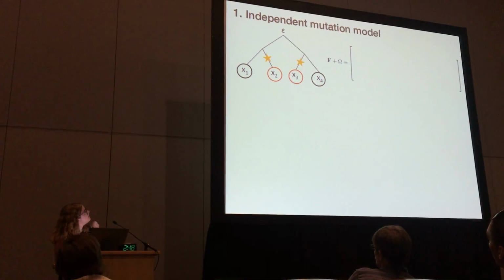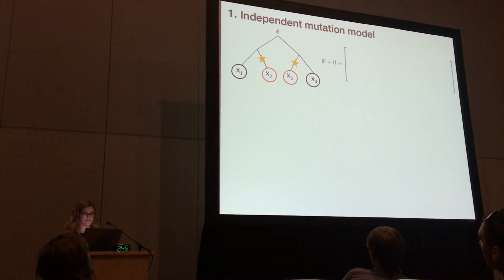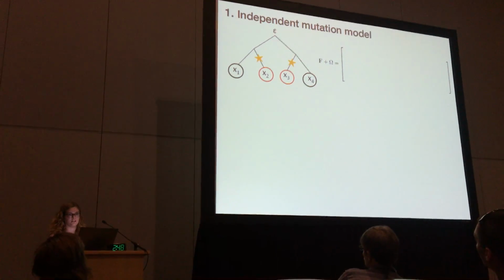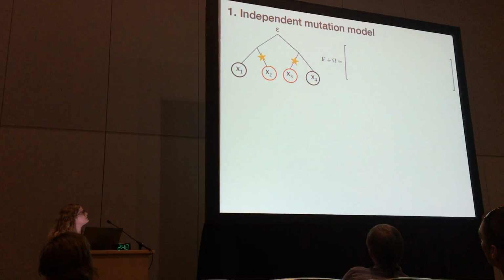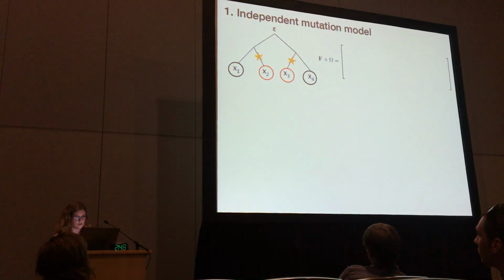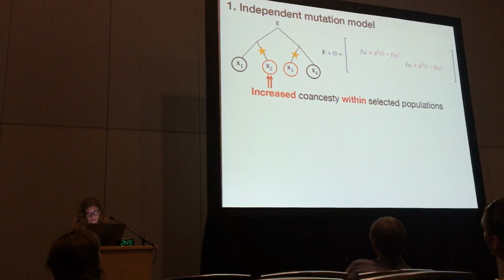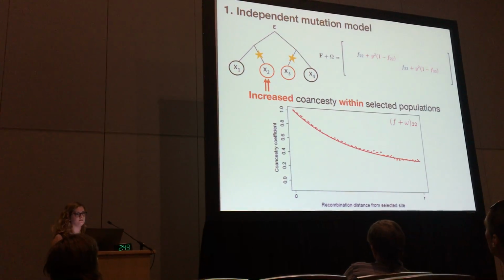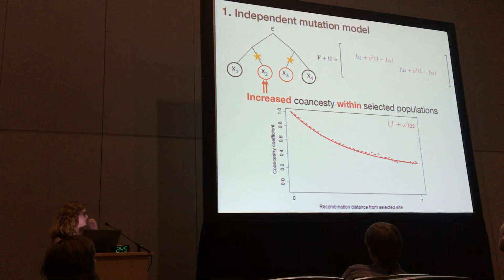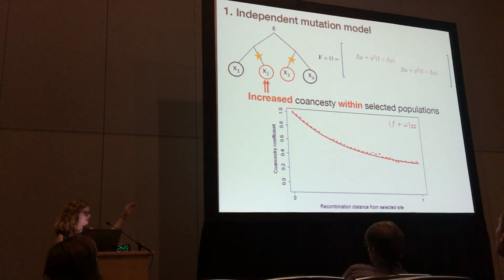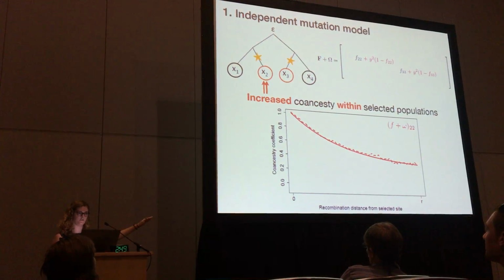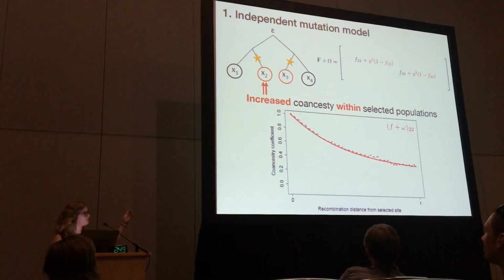In the independent mutation case, where populations 2 and 3 are in selection and the beneficial alleles are arising on the same gene independently, what we see now is that there's increased coancestry within selected populations. And this is changing as we move away from the selected site. So what I'm plotting here is the coancestry coefficient against the recombination distance from the selected site, which is all the way on the left.